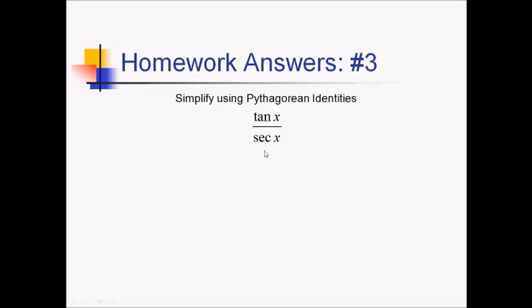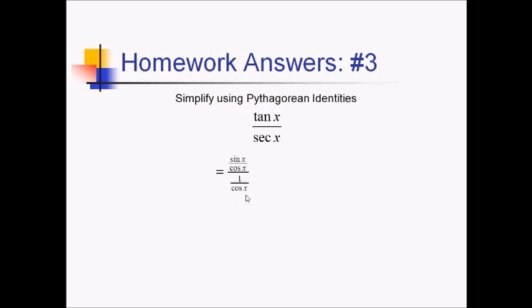For this problem, I have tan of x over secant of x that I'm trying to simplify. Now there really isn't a whole lot else to do on this one in terms of squared trig functions or algebra, so that leaves us with the last thing in our toolkit, just kind of turning everything into sine and cosine. Tangent, for example, I can rewrite as sine of x over cosine of x. And then on the bottom of this big fraction, secant, we know that's really 1 over cosine.